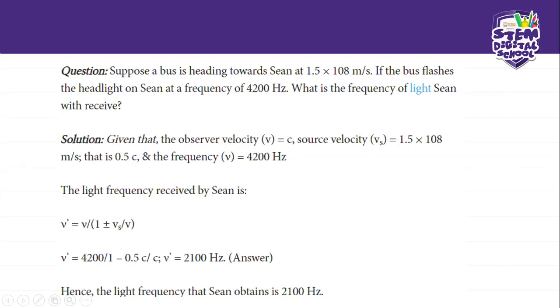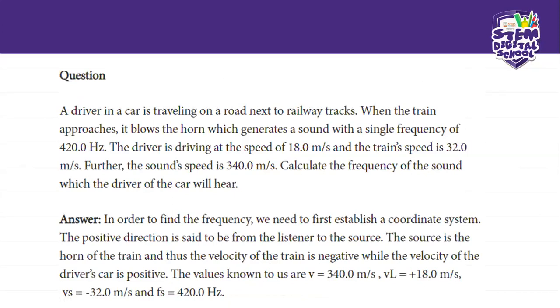So there's another one here. It says here a driver in a car is traveling on a road next to a railway track. When the train approaches, it blows a horn which generates sound with a single frequency of 420 hertz.